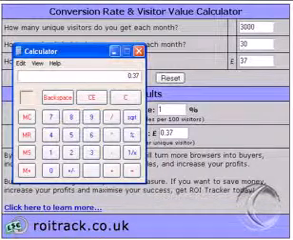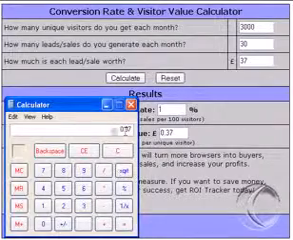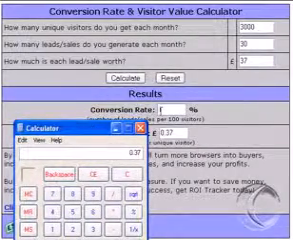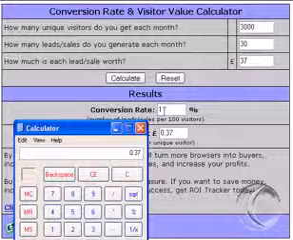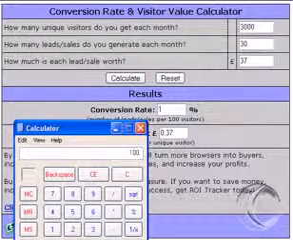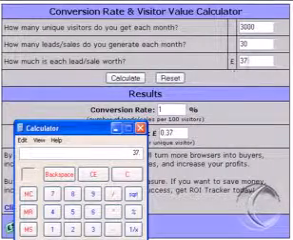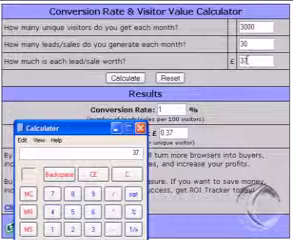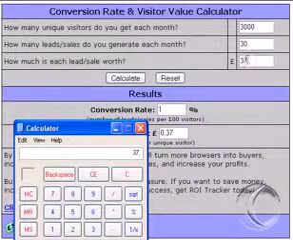Because why? Because my conversion rate is 1%. So that means it takes 100 visitors to create 1 sale. So if I'm paying 37 cents per click times 100 visitors, that equals $37, which is the cost of my product. And it's an info product, so that's all profit there.